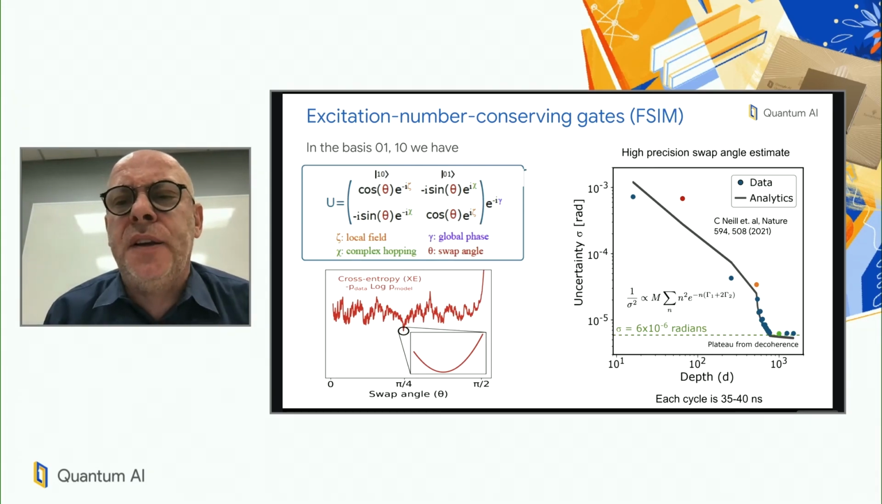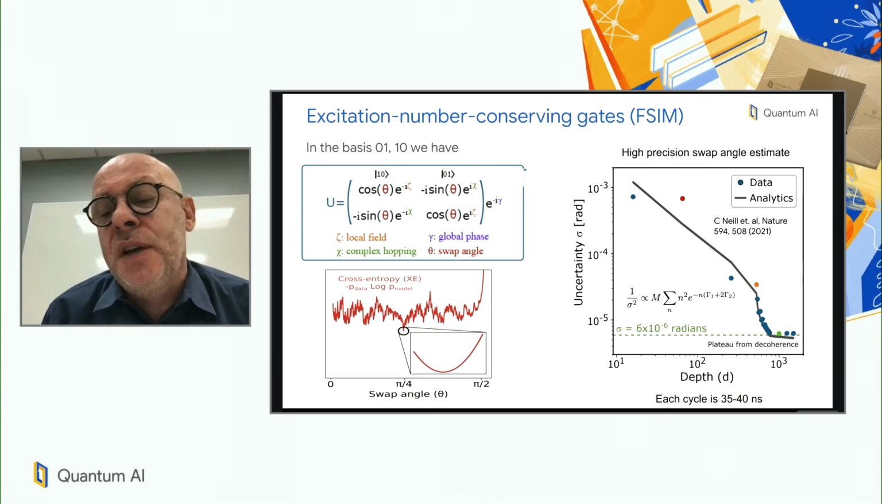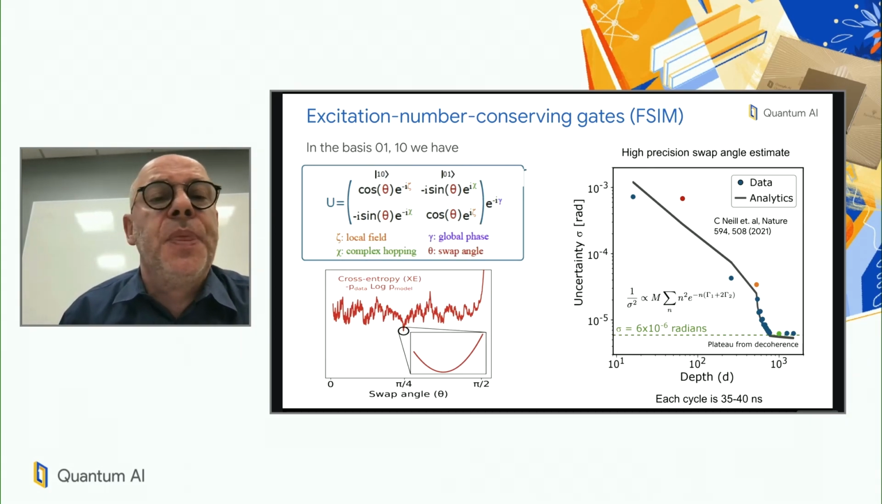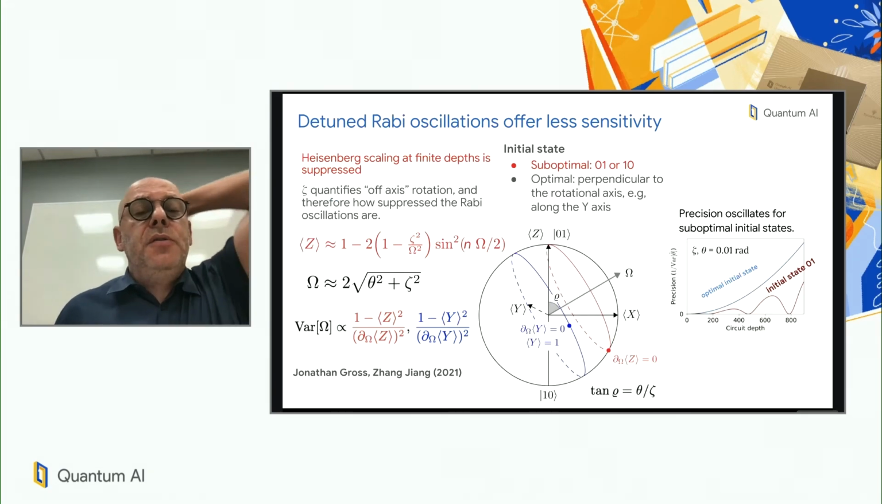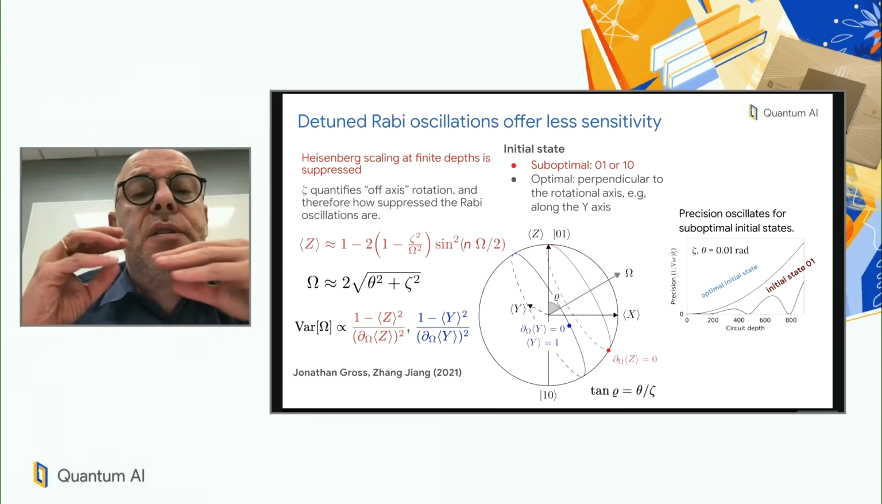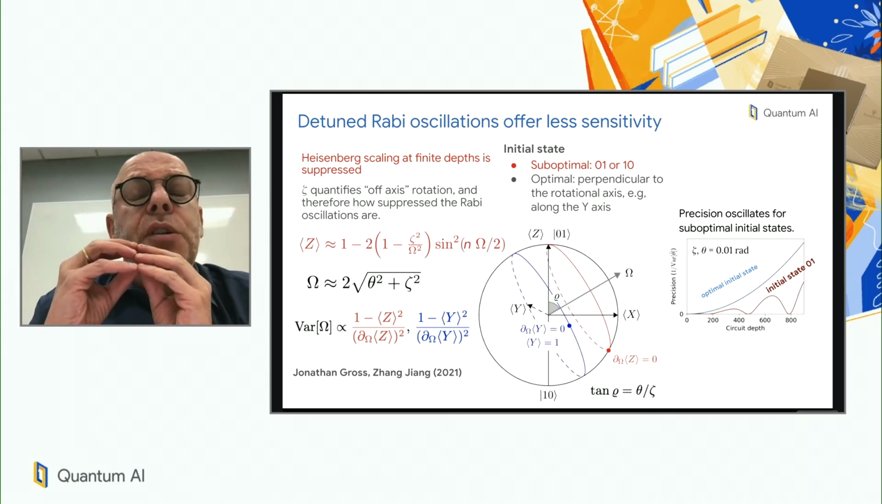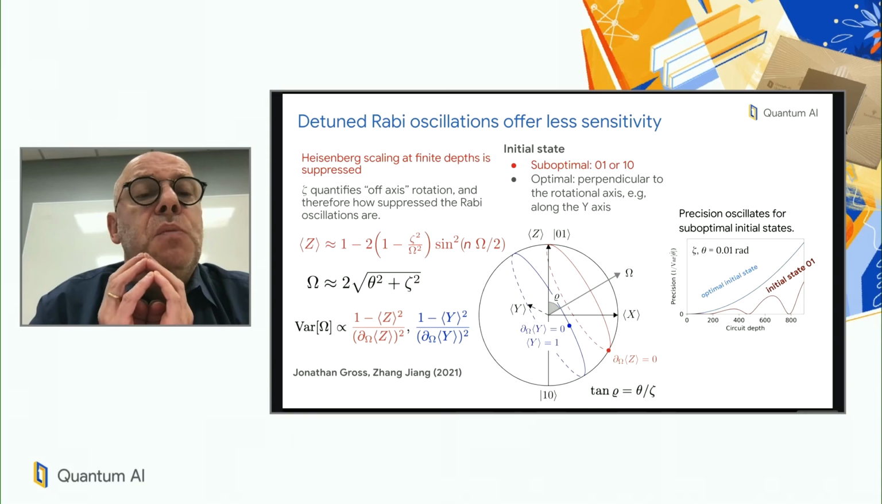And I should say that the time to reach that precision was enormously quick, because each cycle takes 35, 40 nanoseconds, and we have about 1,000 cycles to reach that. Now, I wanted to tell you that there were some challenges in how you perform that calibration, especially when the swap angle is very small.